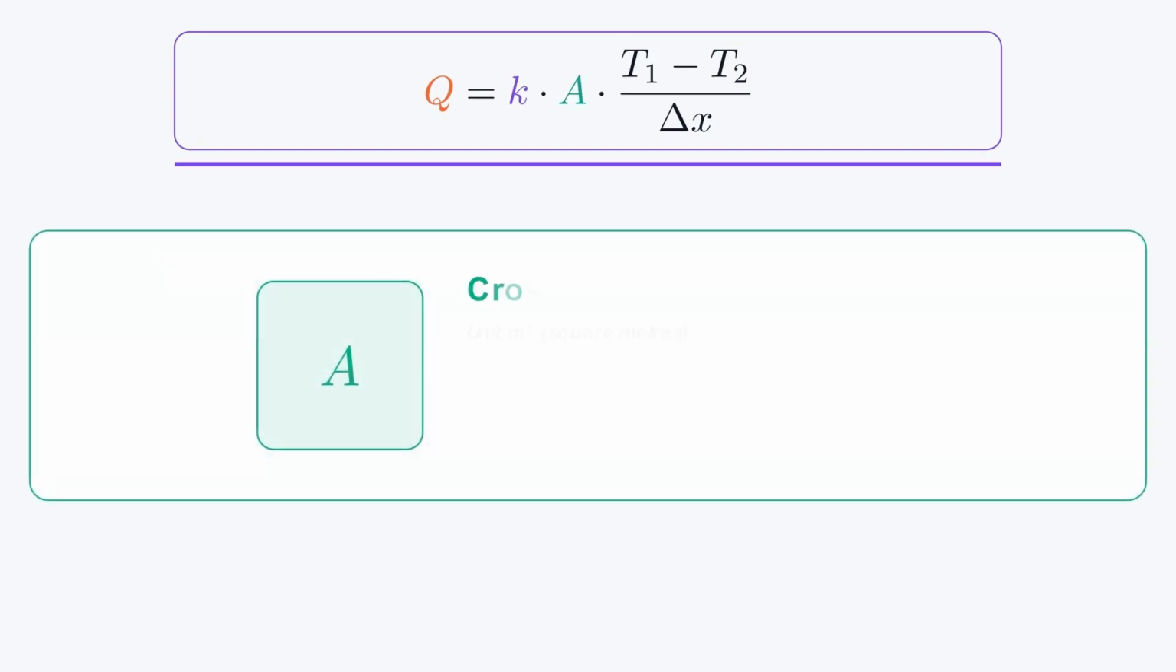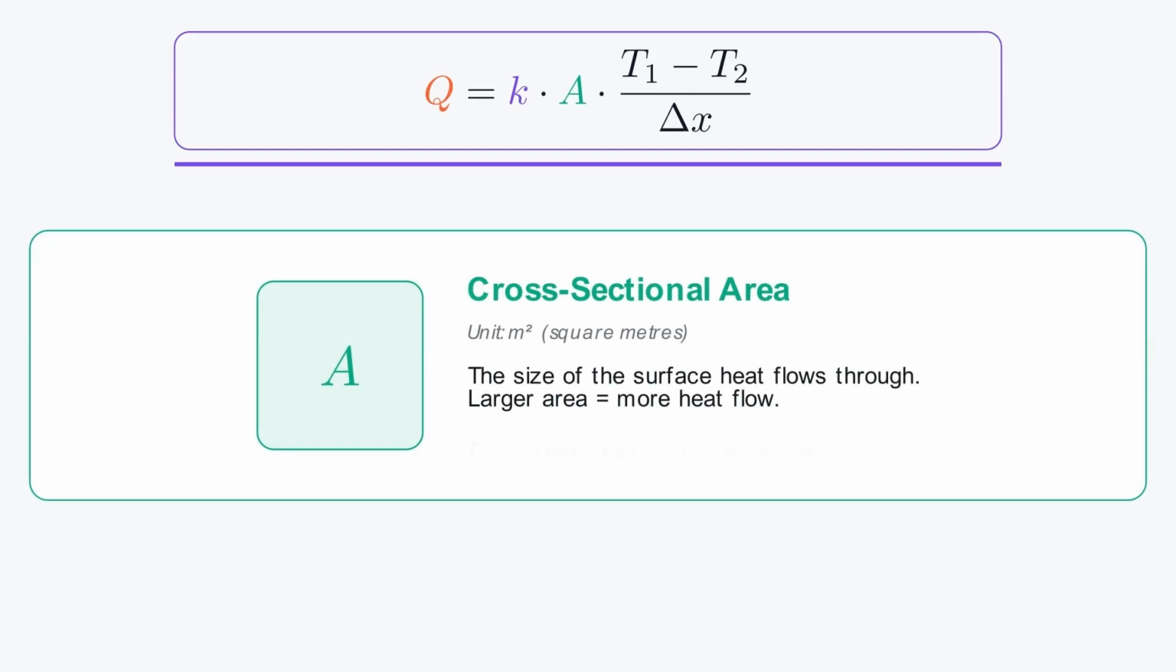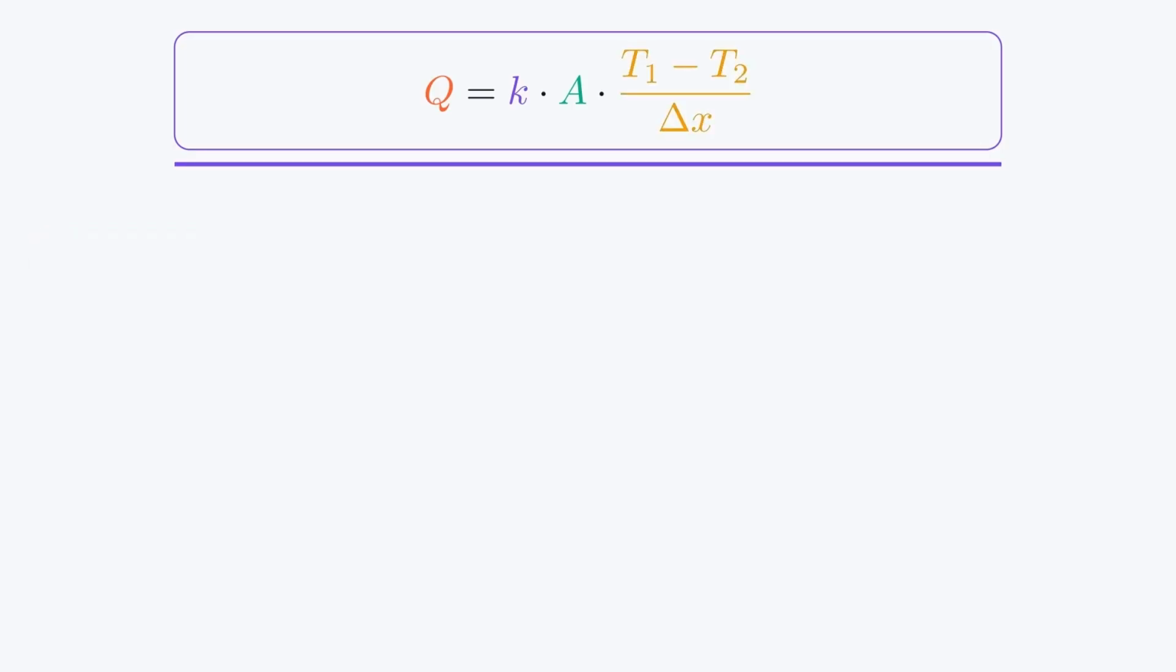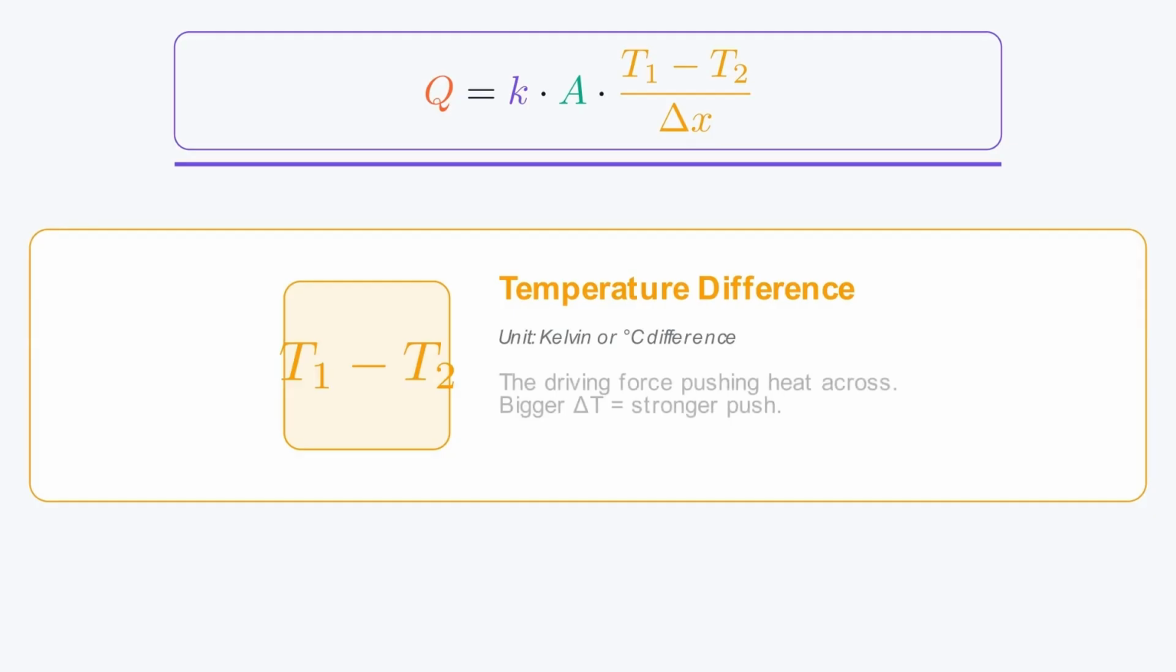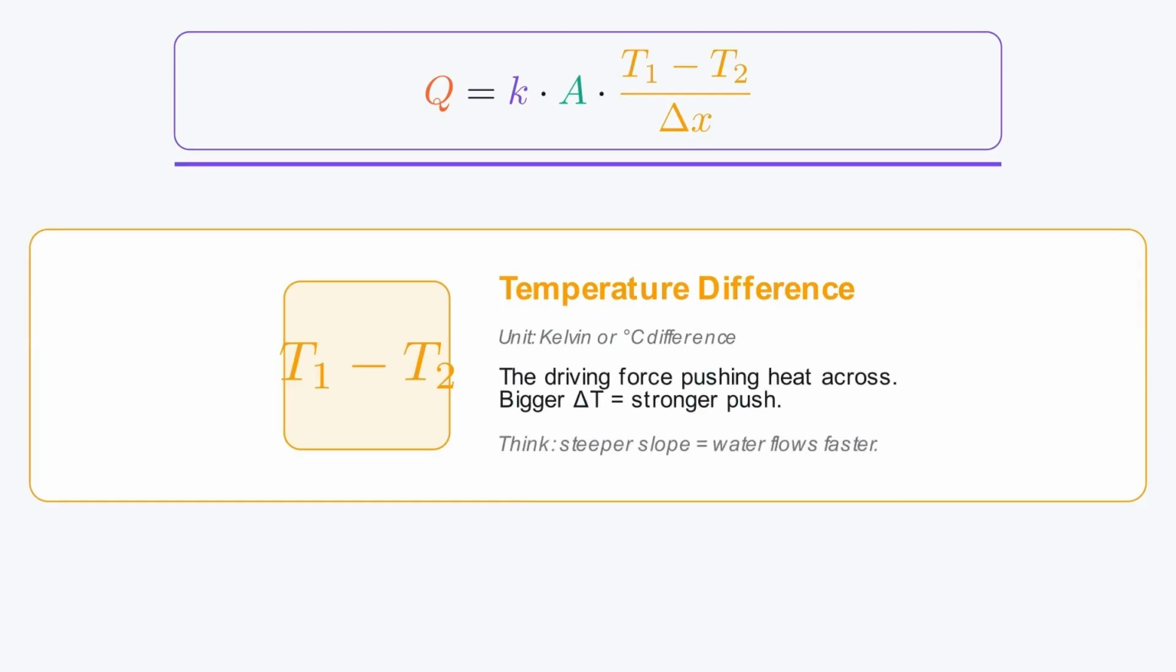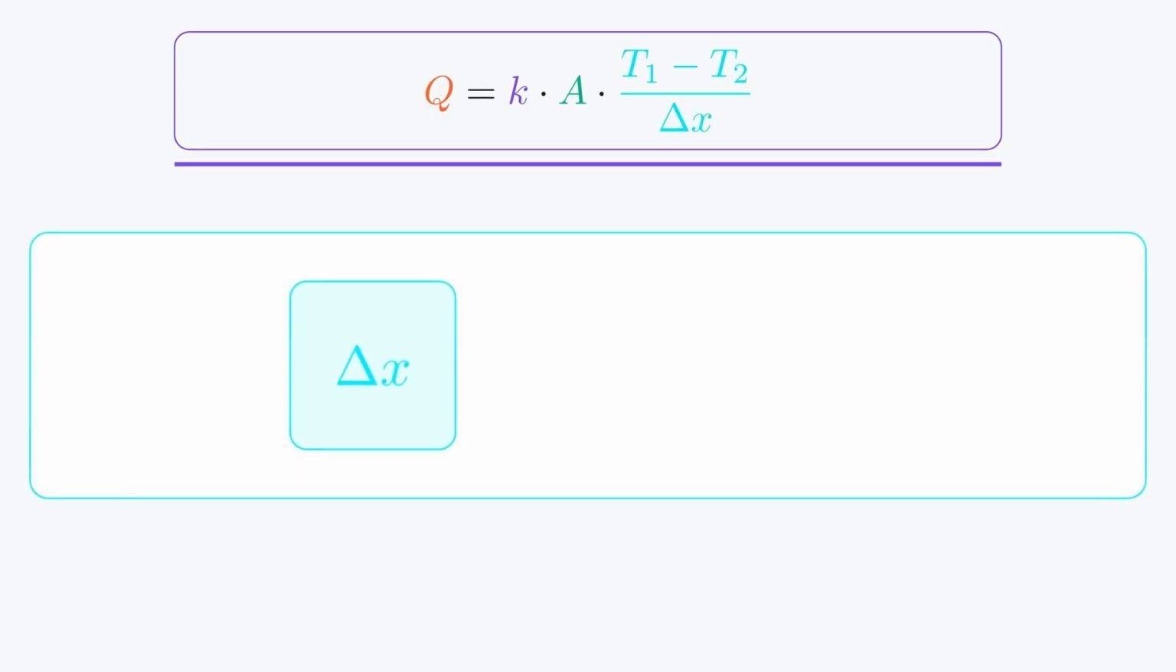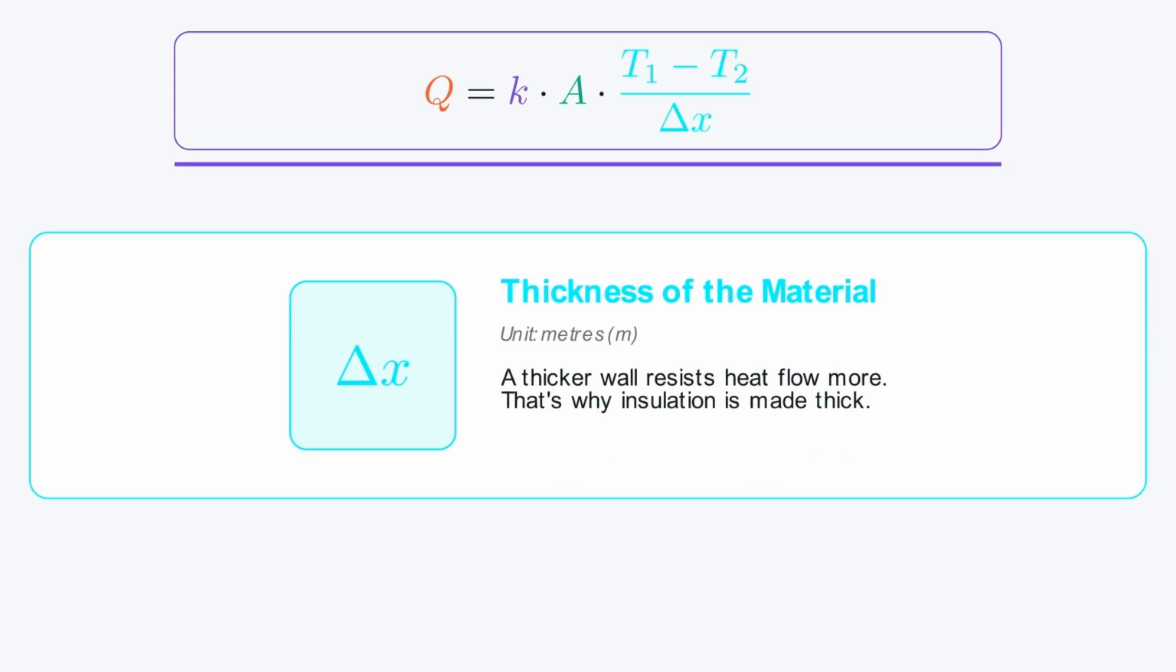A, this is the cross-sectional area, the size of the surface through which heat flows. Imagine a pipe carrying water. A wider pipe carries more water. Similarly, a larger area carries more heat. T1 and T2, these are the temperatures of the hot surface and the cold surface. The bigger the temperature difference, the stronger the driving force pushing heat across. And delta X, this is the thickness of the material. A thick wall resists heat flow more than a thin one. That's why thermal insulation in buildings is made thick, to slow down heat transfer.